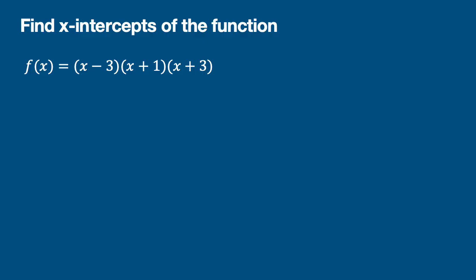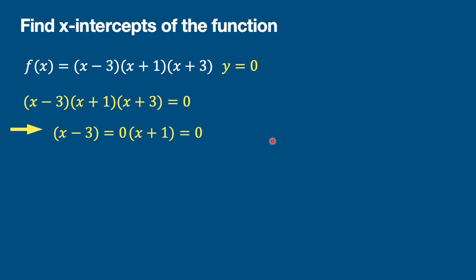Next, we're going to find the x-intercepts of the function. The x-intercept of a polynomial function, right? Here is a factored form, guys: x minus 3, x plus 1, x plus 3. To find the x-intercept, y equals 0, right, guys? So y equals 0: x minus 3, x plus 1, x plus 3 equals 0. Meaning each factor should be 0: x minus 3 equals 0, x plus 1 equals 0, x plus 3 equals 0.